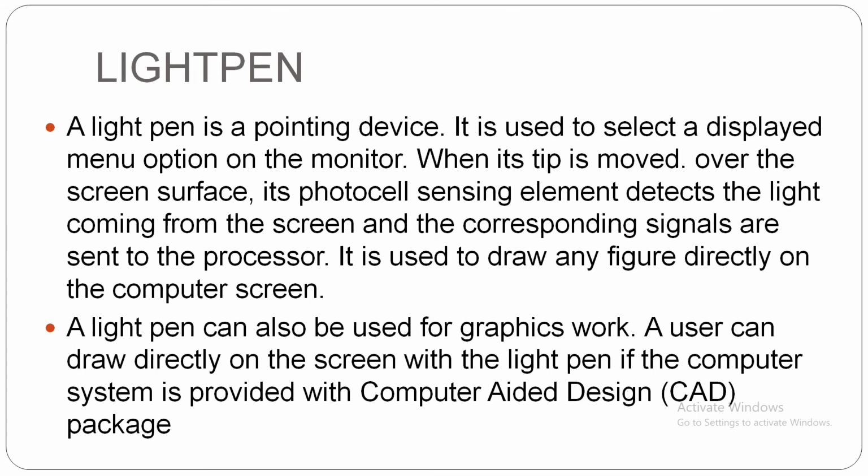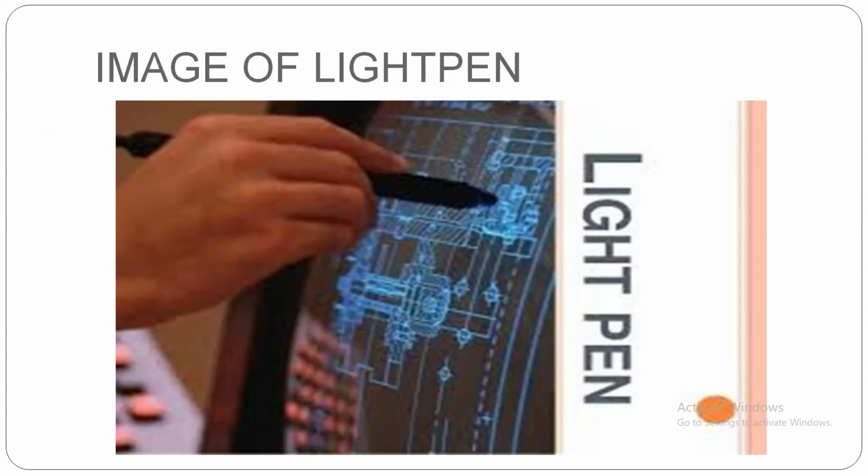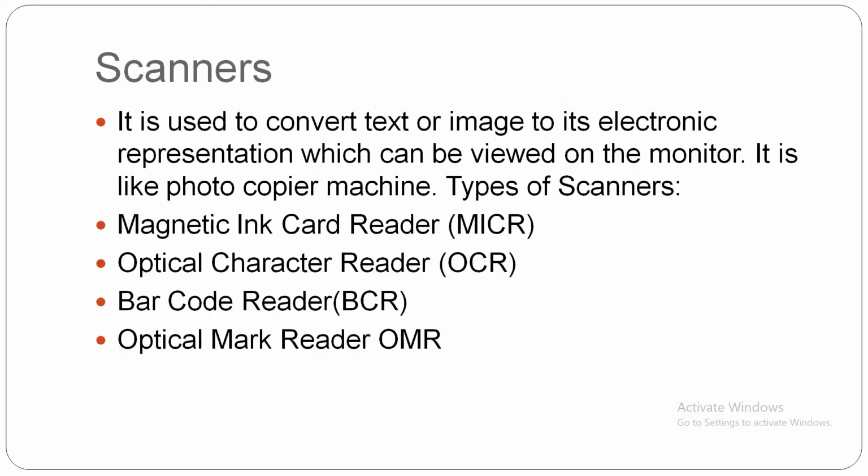Next is the light pen. It is a pointing device. It is used to select a displayed menu option on the screen. When its tip is moved over the screen surface, its photocell sensing element detects the light coming from the screen and the corresponding signals are sent to the processor. It is also used to draw any figure directly on the computer screen. Here is the image of the light pen.